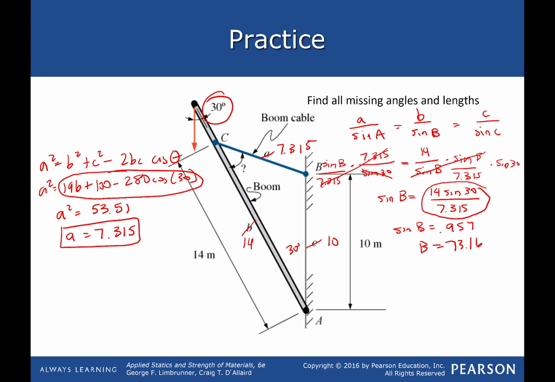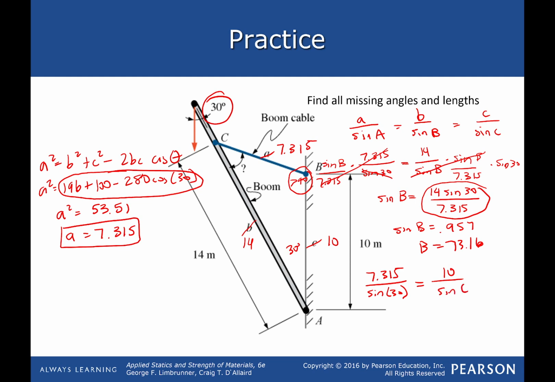Now, while my drawings are not always to scale, these drawings are. And if I look at this angle right here, it definitely looks like it's more than 90 degrees. So let's calculate what the angle C is and see what went wrong here. Why do we get an angle that is less than 90 right here? So same setup. I'm going to have 7.315, that's A, over sine of 30, that's the angle of A, is equal to C, which is 10, over sine of C.